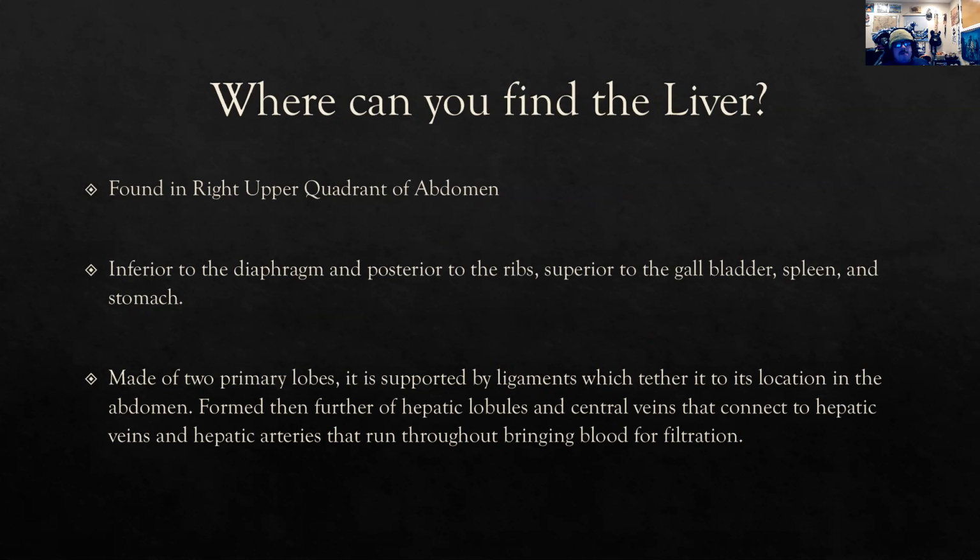So the liver is made up of lobes that are broken down into lobules, hepatic lobules, which we'll talk about a little bit later, what those are made of. But it's supported by ligaments, and these ligaments attach the liver to its location and help with the passage of central veins and hepatic veins and arteries to run through the liver for blood filtration and to get all the toxins and undesired nutrients out.